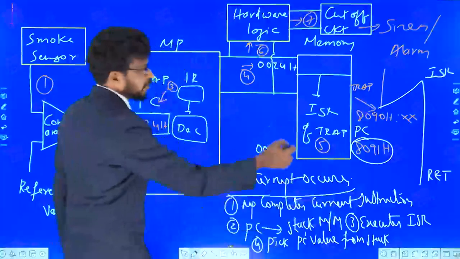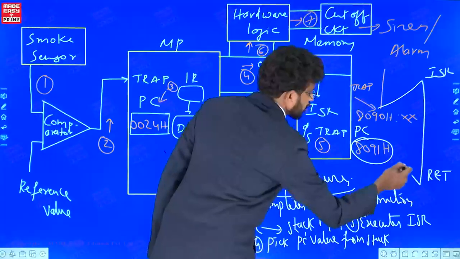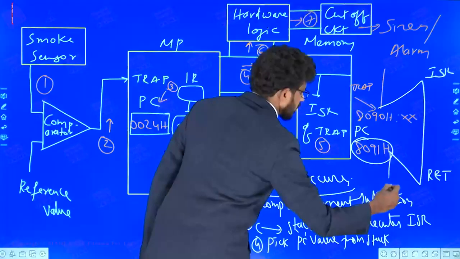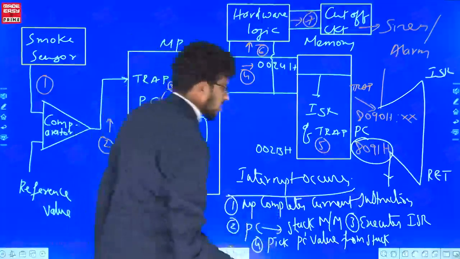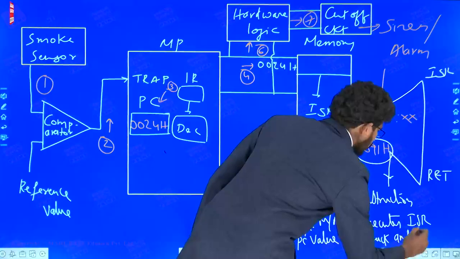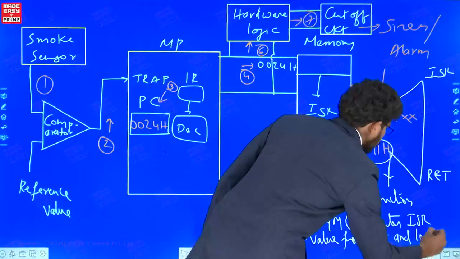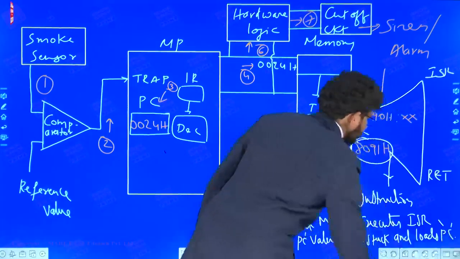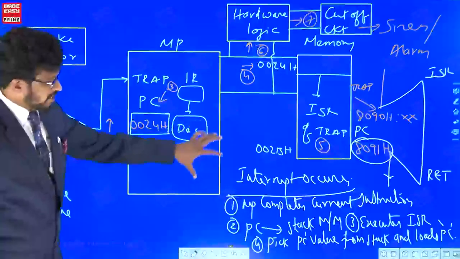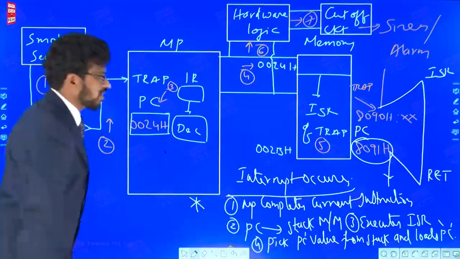Then it will continue the program as it is. So it will pick the value from the stack, then it continues the routine and loads the PC. So these are some important points when the interrupt occurs.